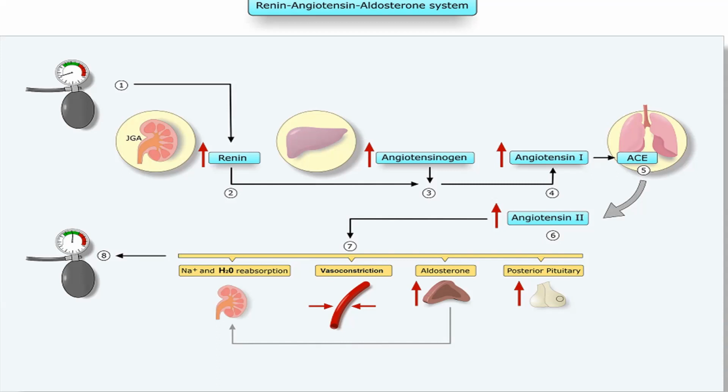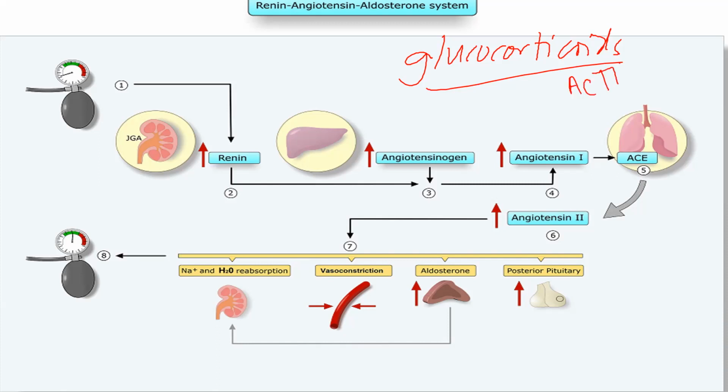Okay? So remember, our glucocorticoids are being regulated by ACTH. Okay? Our mineralocorticoids, sino po ito? Regulated or controlled by your renin angiotensin aldosterone system.